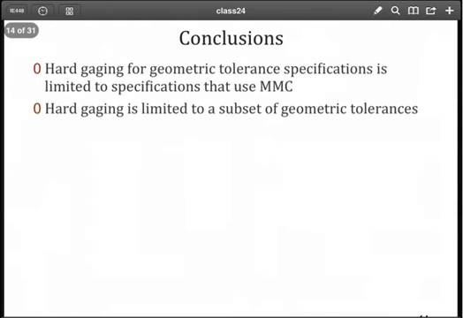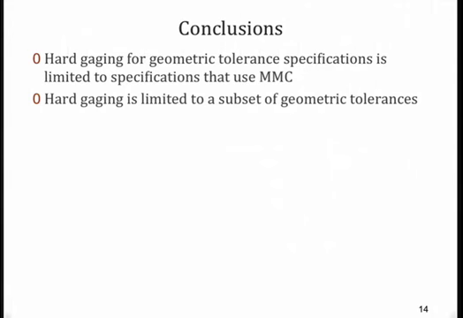So hard gauging can be used for our geometric tolerance zone specifications, but it's limited to those specifications that use MMC in the geometric tolerance. And our hard gauging is limited to a subset of our geometric tolerances.